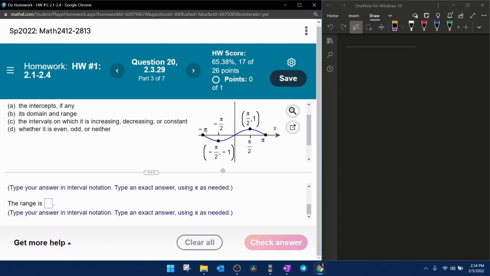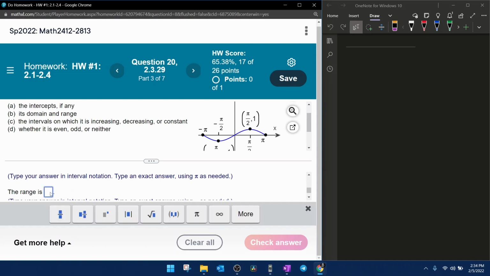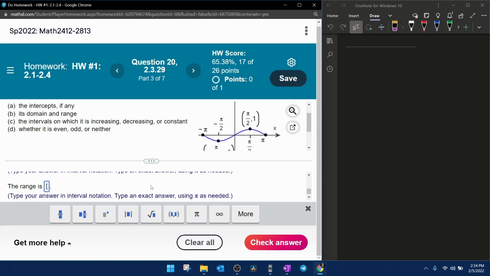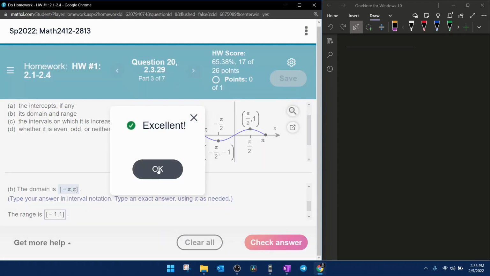The range are the values that y can be. The lowest that y can be here is negative 1. The highest that y can be is 1. And since those are points on the graph, we're going to need brackets because those values are included. So everything from negative 1 to 1. The range does have to be represented from bottom to top, from low to high.